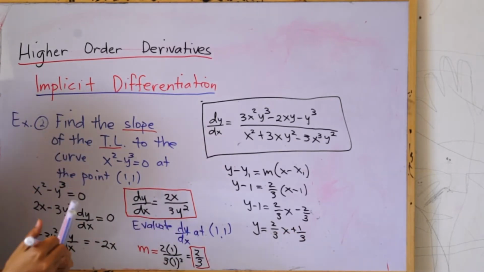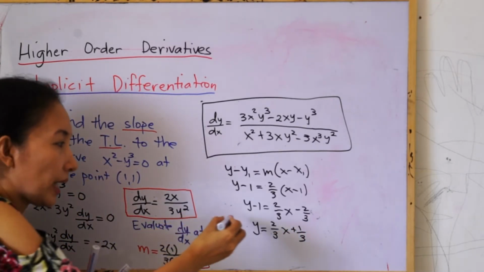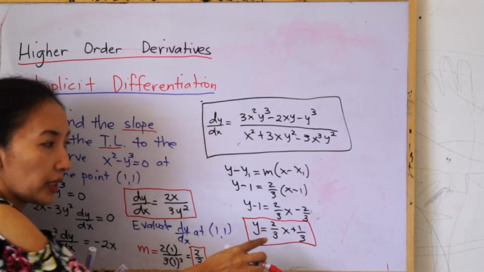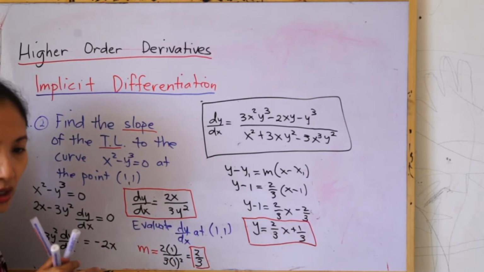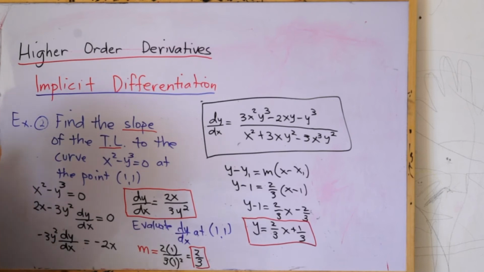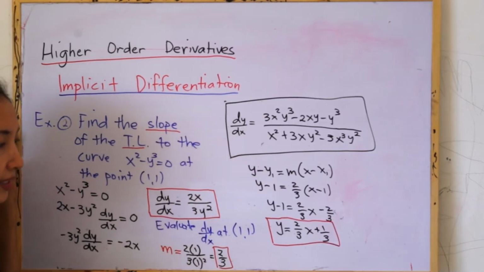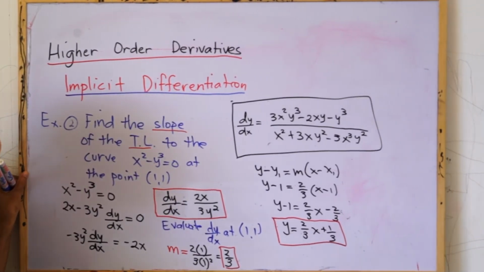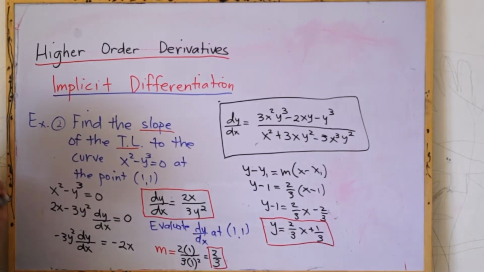Okay, so if the follow-up question would be asking for the equation of the tangent line, then this would be the answer. The equation of the tangent line is y equals 2/3 x plus 1 over 3. So if there are no questions at this point, then we could move on to the next topic for this morning, which is higher order derivatives.